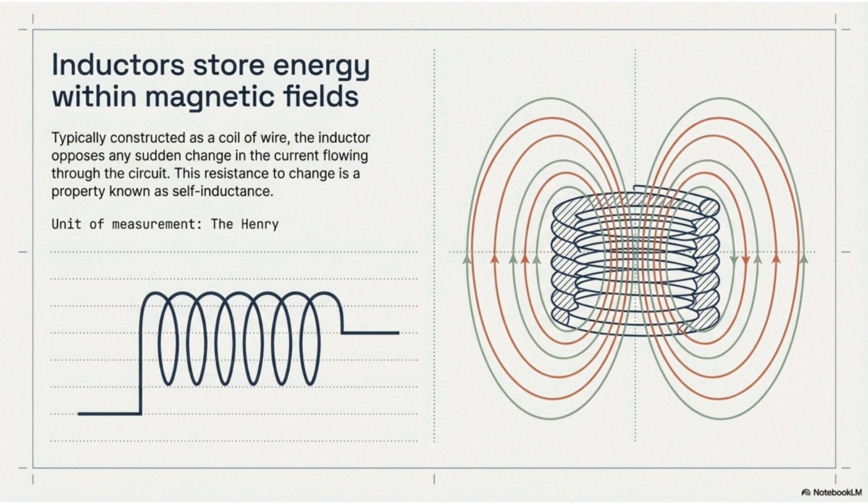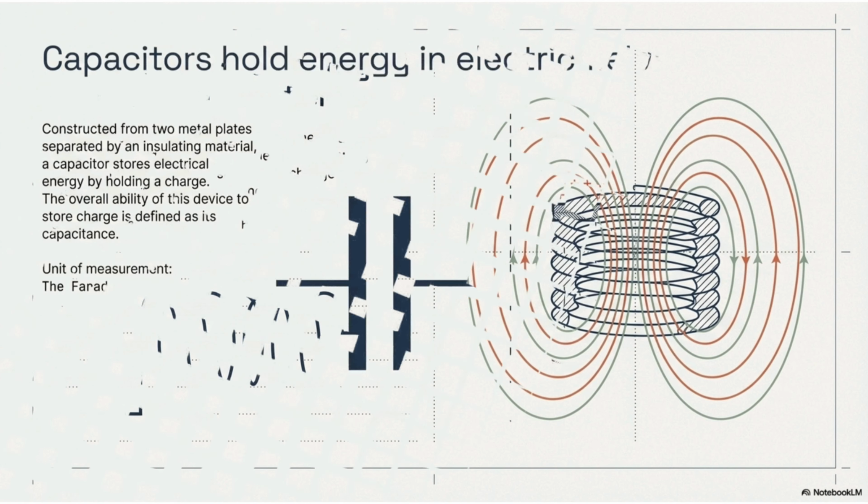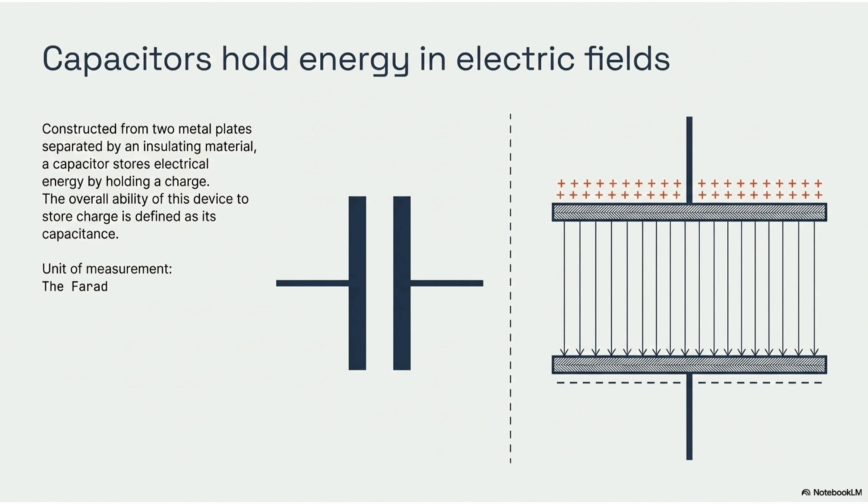An inductor is usually a coil of wire that stores energy in the form of magnetic field. It also opposes any sudden change in current flowing through the circuit. This property is known as self-inductance and its unit is the Henry. A capacitor is a device that stores electrical energy in the form of electric field. It consists of two metal plates separated by an insulating material. The ability of a capacitor to store charge is called capacitance and its unit is the farad.